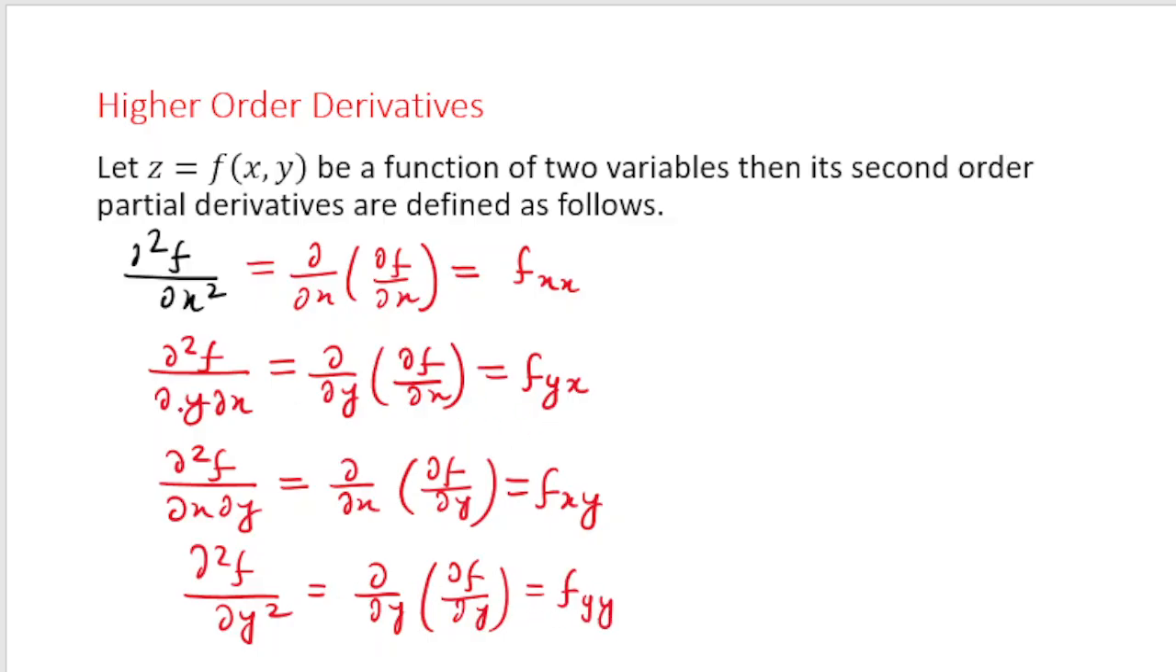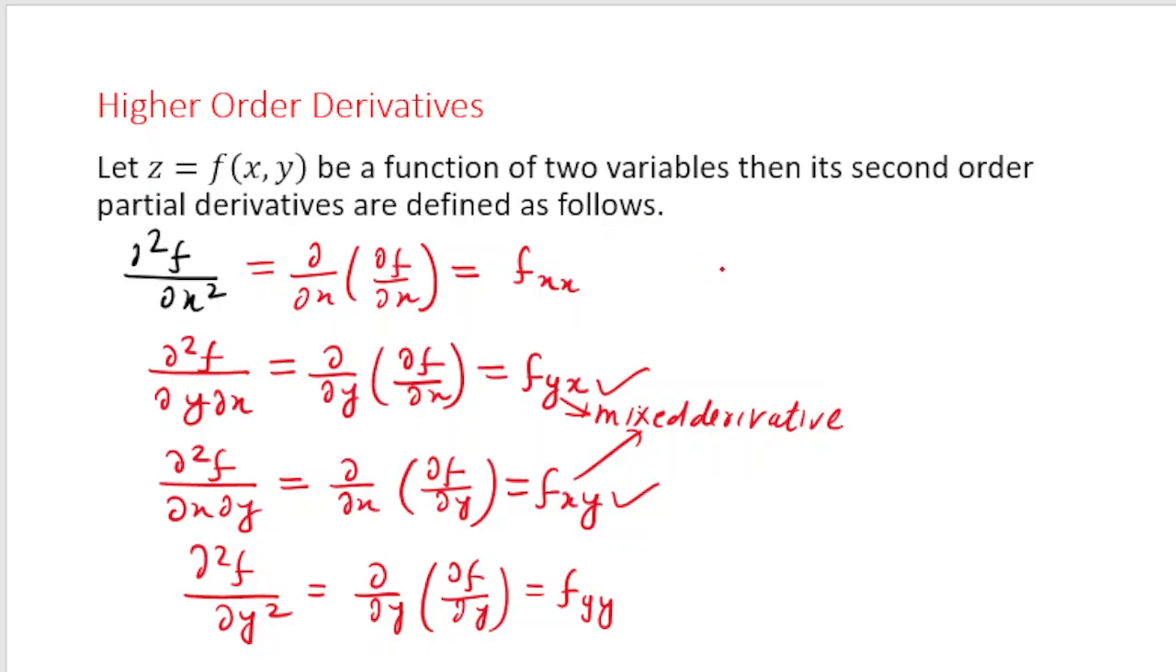So here these derivatives, where I have differentiated with respect to x and y both, are known as mixed derivatives. This term, and this term, are also known as mixed derivatives. And if f_xy and f_yx are continuous at a point (x, y), then at this point f_xy and f_yx are equal.